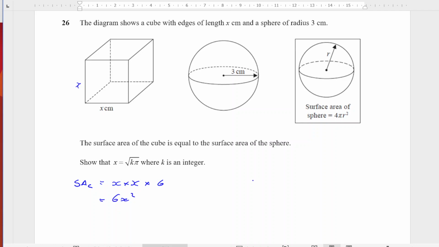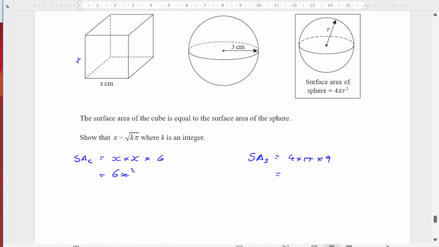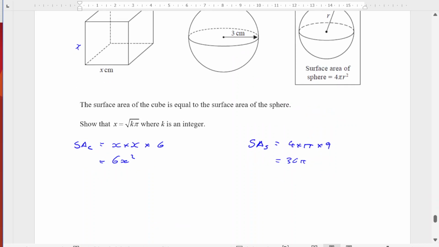Surface area of the sphere, so I'm going to call that SAS, is going to be equal to 4 times by pi times by the radius squared. So that's going to be 4 times by pi times by 9. So that's going to be equal to 36 pi. And then we're told that those are equal.